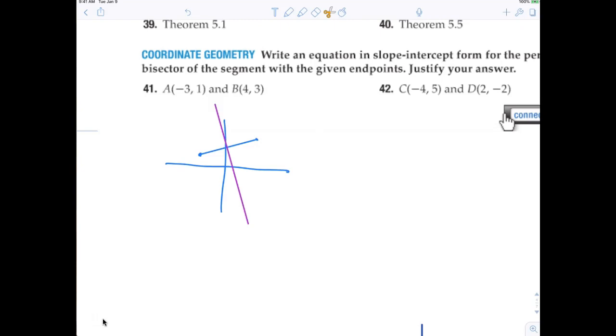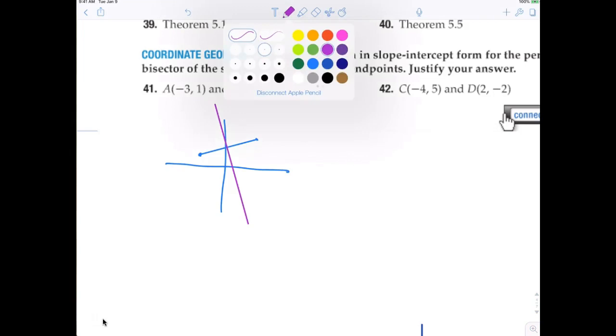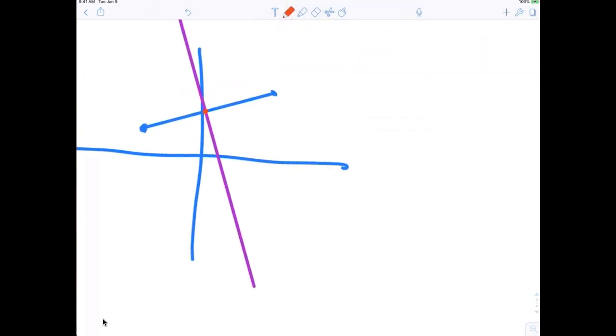Remember, in order to write the equation of a line, you need a point and you need a slope. What is this point right here called? It might be the y-intercept, but it doesn't have to be. No, it's not called the point of concurrency. The point of concurrency is when three lines intersect at the same point. That, very good, is called the midpoint.